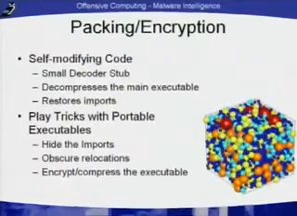Packing and encryption is generally where you take another program, feed it an executable, and it will compress or encode the instructions in the binary. There'll be a small decoder stub at the front of the binary, which contains the instructions for how to decompress or unprotect it. It'll do things like restore the import table, which we'll get into more later. It can also play tricks with portable executables, the file format that Windows uses, like hiding the imports table, obscuring relocations, and encrypting or compressing the executable.